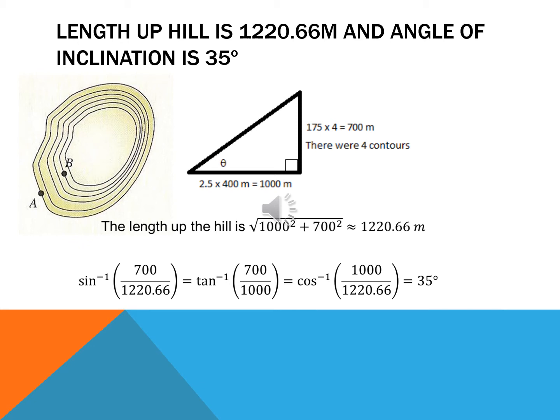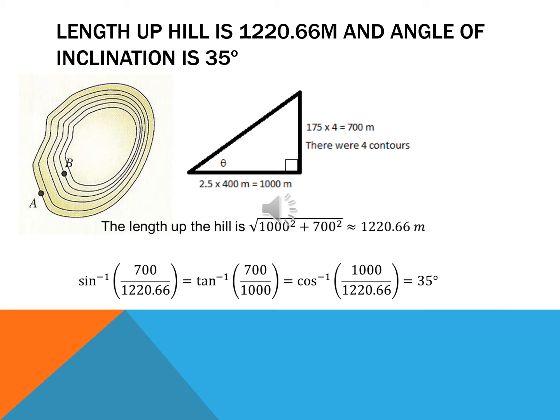If we measure 2.5 centimeters on the map, every centimeter is 400 meters in real life. So 2.5 times 400 meters is a 1,000 meter length kind of inside the hill. So imagine if you drilled a tunnel from point A to right underneath point B, it would be a 1,000 meter length tunnel. So the adjacent side to the angle of inclination is 1,000 meters.